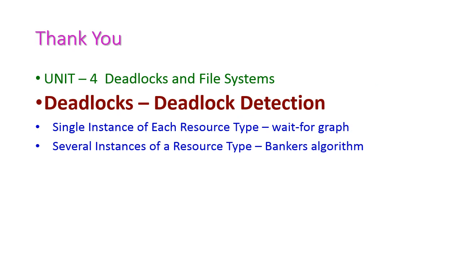Up to this we have seen the deadlock detection algorithm. There are two types. First one is single instance of each resource type. For this we have used the wait-for graph. And the second one is several instances of a resource type. For this we used the Banker's algorithm, and we have seen one example for this Banker's algorithm also, right?